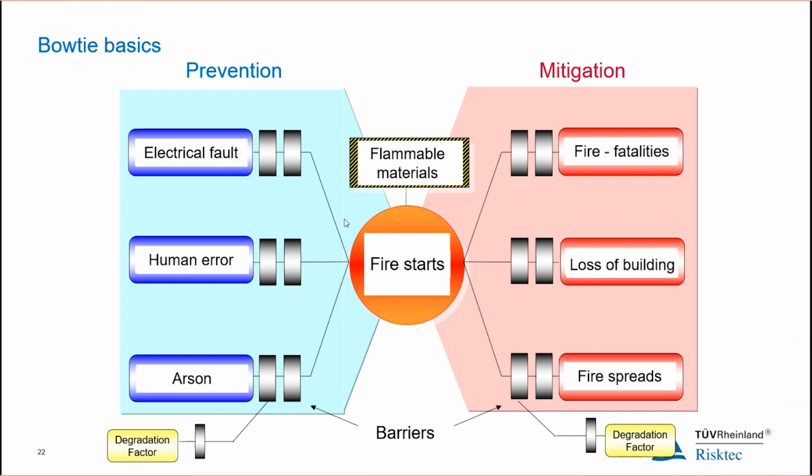Then we have these barriers. They may be the things I was talking about on the previous slide. What do we have in place? What are we relying on? And similarly, once the fire has occurred, how do we mitigate it? What are the layers of protection that act to reduce the likelihood we get to this, or to reduce the consequences of this event at that point?